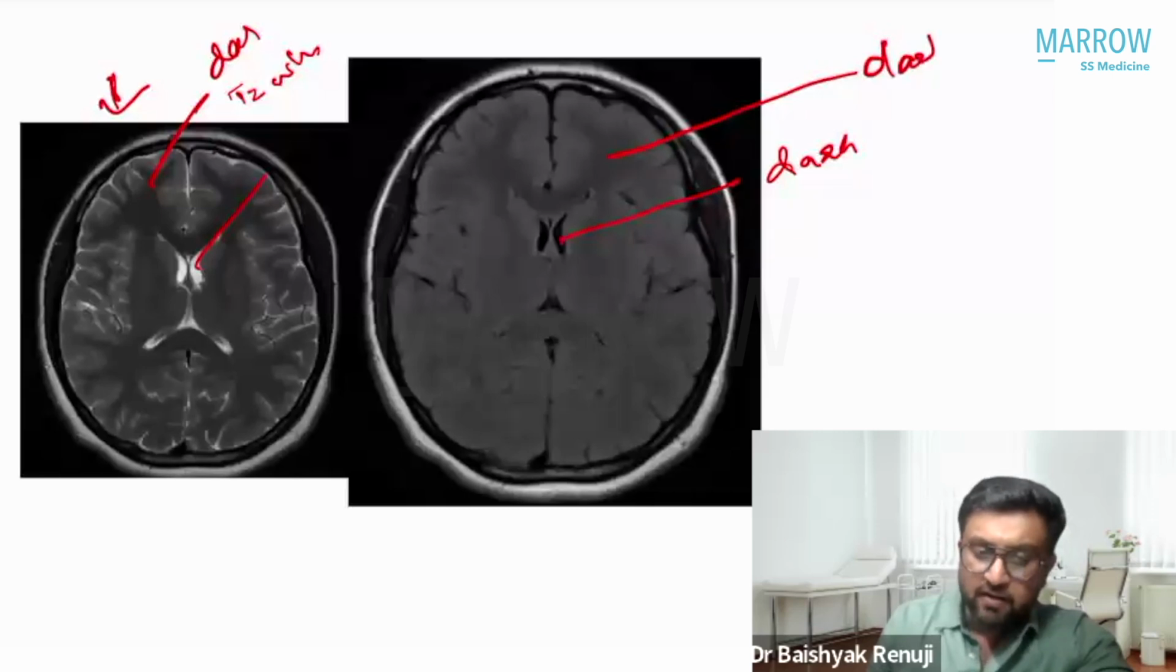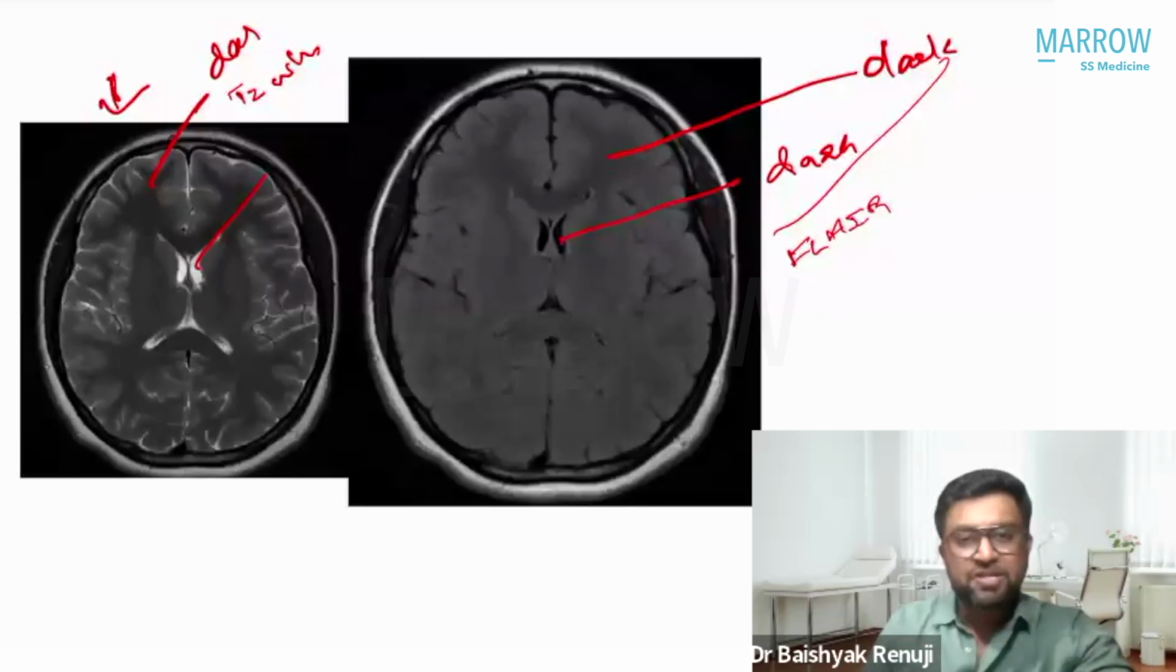So both are dark. CSF as well as white matter, both are dark. That is known as FLAIR, the fluid attenuated inversion recovery sequence. That is, a fluid is attenuated by using some modalities, and that is what is known as FLAIR.